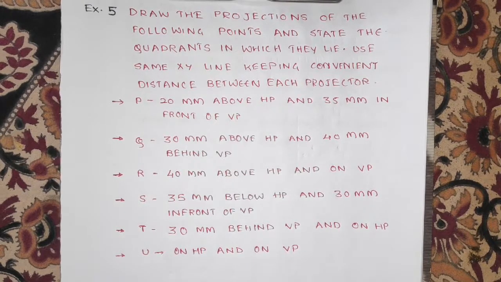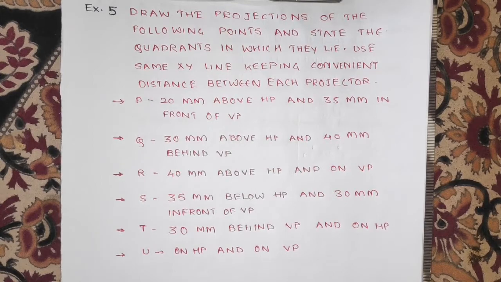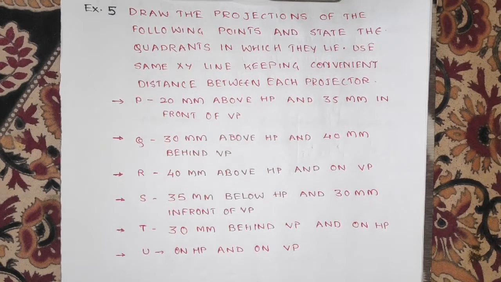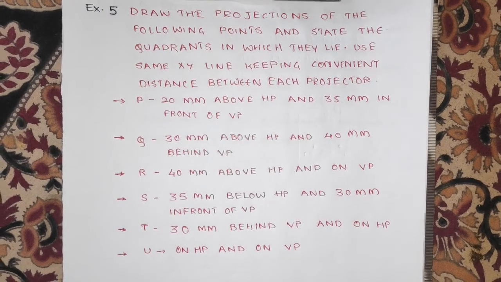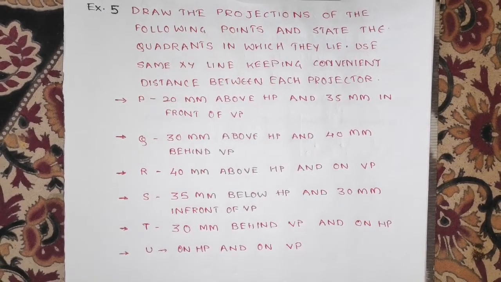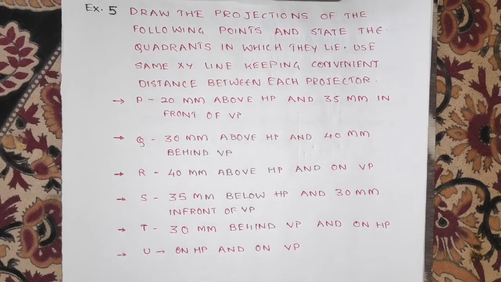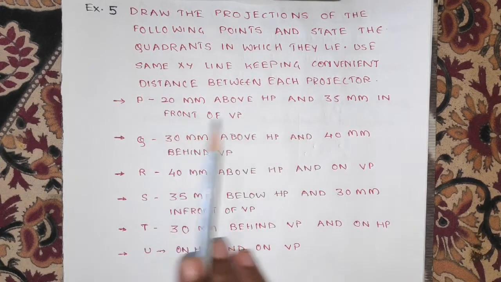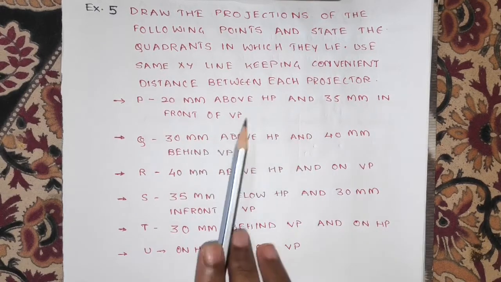The next example we have over here: draw the projections of the following points and state the quadrants in which they lie. Use the same XY line, keeping a convenient distance between each projector. In this particular problem, they have given multiple points, and on the same XY line, we need to do the projections of these points. So which are those points? The first point is point P, which is 20 mm above HP and 35 mm in front of VP.